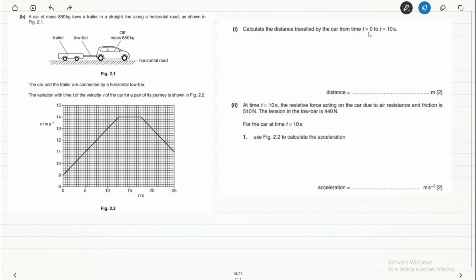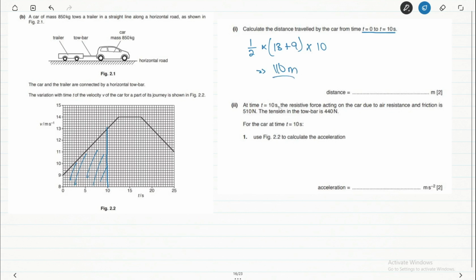Calculate the distance traveled from t equals 0 to t equals 10. Now, the distance is the area under the velocity time graph. So let's just find this area. This is the area we need to find. This is a trapezium, so apply the trapezium formula. The sum of 13 and 9 multiplied by its height, which is 10. So this gives us 110 meters. So this is the answer.